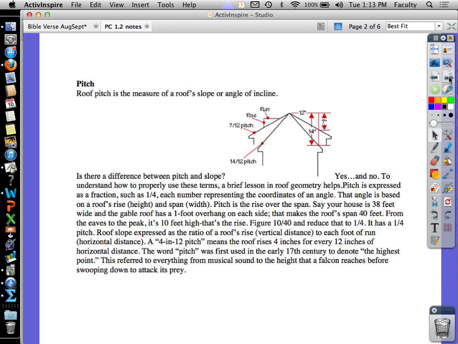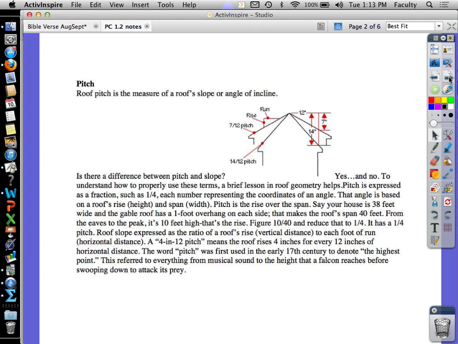Say your house is 38 feet wide, and the gable roof has a 1-foot overhang. What they're saying is from here to here is 38, but you know how you can have that overhang, a foot and a foot, which makes it really a total span of 40 feet. Let's say the highest height is 10 feet. So it's really 10 over 40, which reduces to 1/4. So a 4-inch 12 pitch means the roof rises 4 inches for every 12 inches going a horizontal distance.